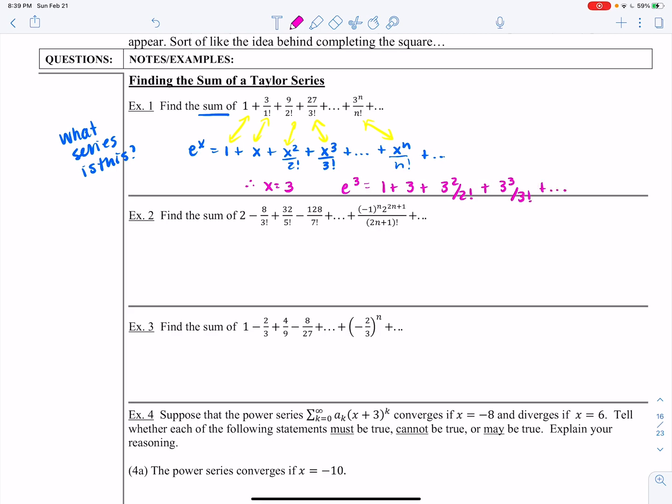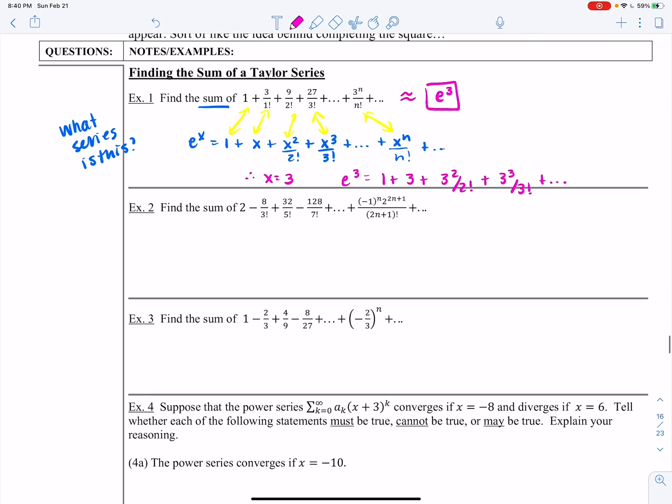So guess what? This converges to e to the third power. This is e to the 3. All you're doing is going, oh, I recognize that. So let me test you a little bit further.